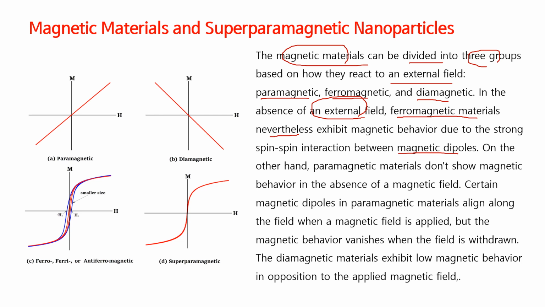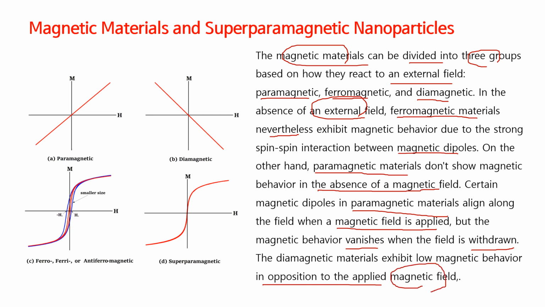On the other hand, paramagnetic materials do not show magnetic behavior in the absence of a magnetic field. Certain magnetic dipoles in paramagnetic materials align along the field when a magnetic field is applied, but magnetic behavior vanishes when the field is withdrawn. The diamagnetic materials exhibit weak magnetic behavior opposite to the applied magnetic field.